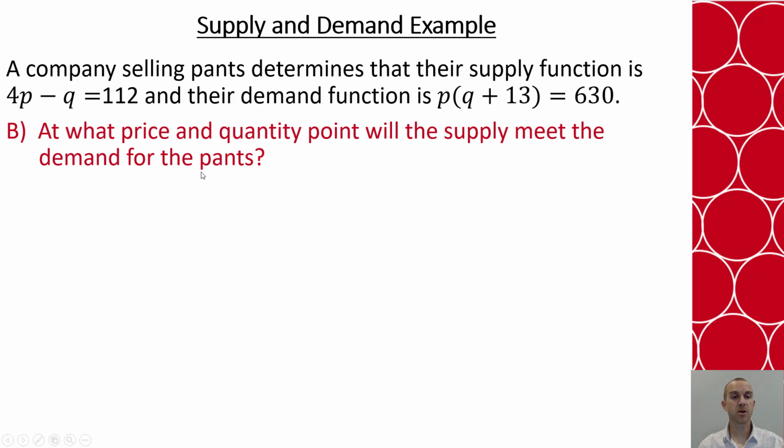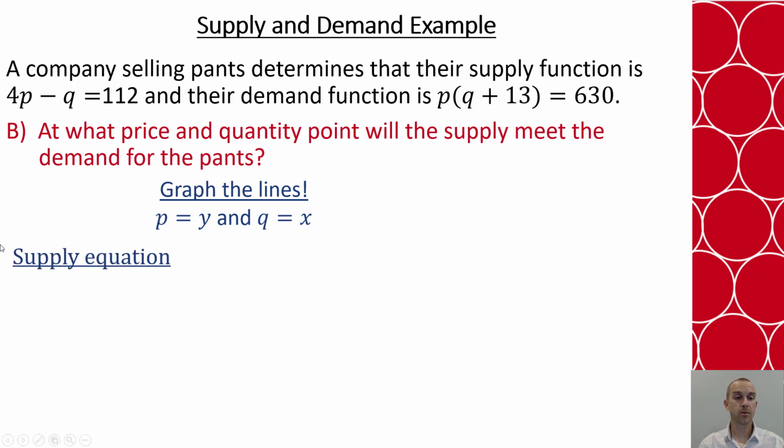Now, what if we want to determine where does the supply meet the demand? In other words, where is that equilibrium point? The easiest way is to graph the lines. Just remember that we're going to substitute y in for p and x in for q so we can put it on the coordinate plane. So let's start with the first equation here. That would become, with the supply equation, 4y minus x equals 112. I would add x to both sides and then divide everything by 4 so that 1x divided by 4 is 1/4 x, 112 divided by 4 is 28. And I can easily graph that linear function then.